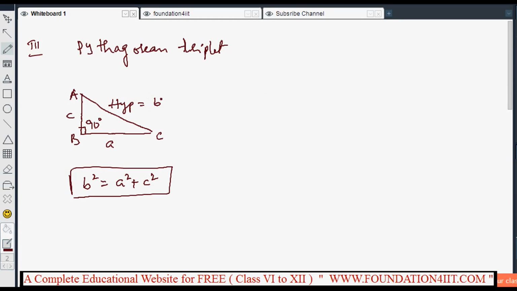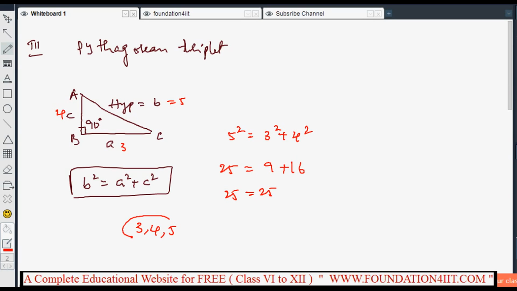Now which numbers will satisfy this? For example, I am taking 5 as the hypotenuse, and the other sides are 4 and 3. So 5 square is equal to 3 square plus 4 square. You check it now: 5 square is 25, 3 square is 9, 4 square is 16. 9 plus 16 is 25, and 25 equals 25. So 3, 4, 5 is a Pythagorean triplet.